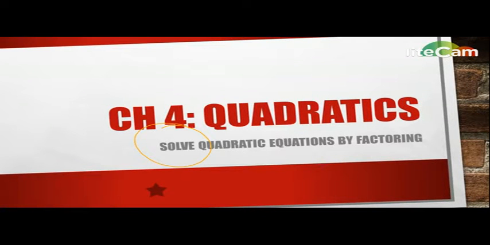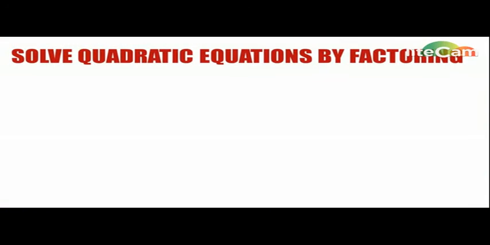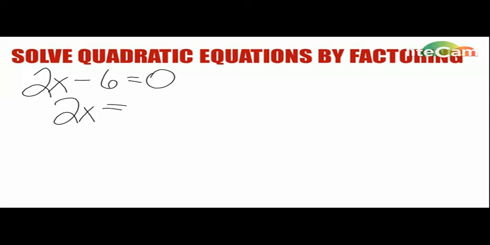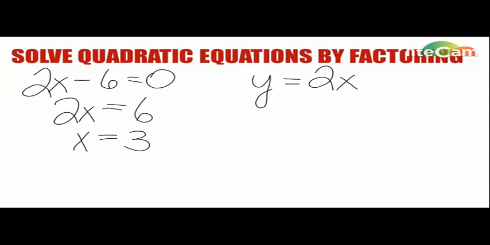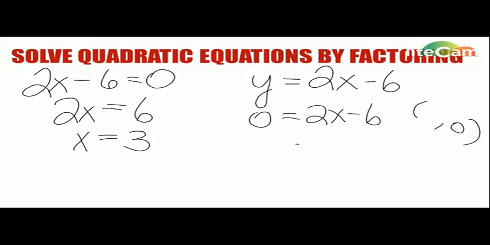Today we're going to talk about solving quadratic equations by factoring. Let's just go back to our linear equation for a second. If we had 2x minus 6 equals 0, this is an equation you've solved before, and you find out that x equals 3. If you had the linear equation y equals 2x minus 6, and you plugged in 0 for y, you would come up with the same answer, x equals 3.